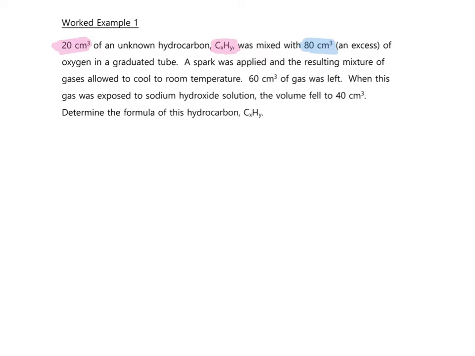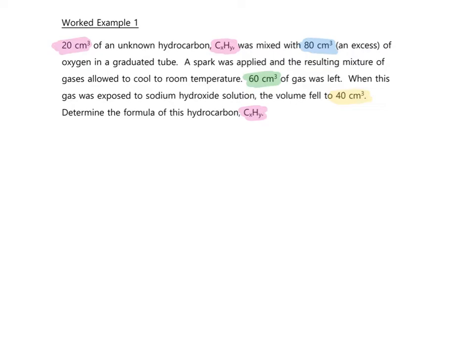So the hydrocarbon reacts with the oxygen, and the resulting mixture of gases was allowed to cool to room temperature. It then tells us that 60 centimetres cubed, and I'm going to highlight that in a different colour, of gas was left. When this gas was exposed to sodium hydroxide solution, the volume fell to 40 centimetres cubed, and I'm going to highlight that in a different colour. It then says determine the formula of this hydrocarbon, CxHy, and I'll highlight that in pink again. So that pink highlighting is to do with what we'll use for our hydrocarbon.